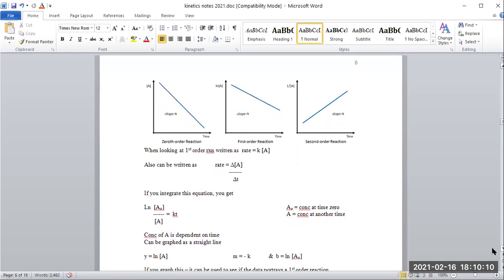All right, now let's look at them in a little more depth from a more mathy point of view. If you write a first order reaction, so rate equals K times whatever your reactant is, remember the ones are implied, not written. You could also rearrange that to say rate is equal to change in concentration over change in time. What if you integrate it?